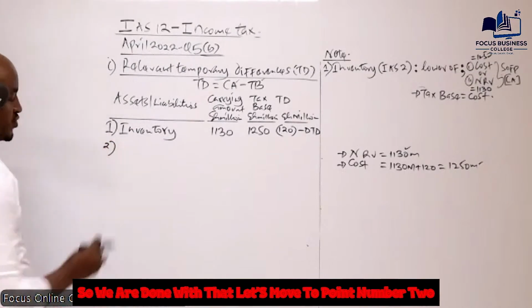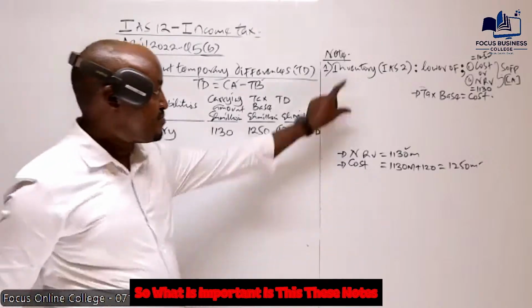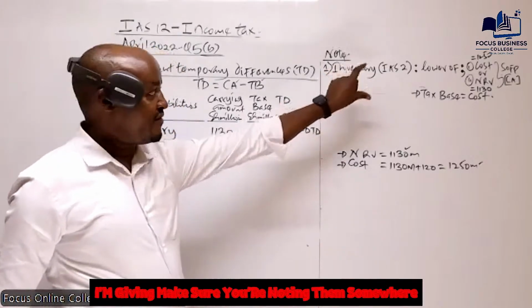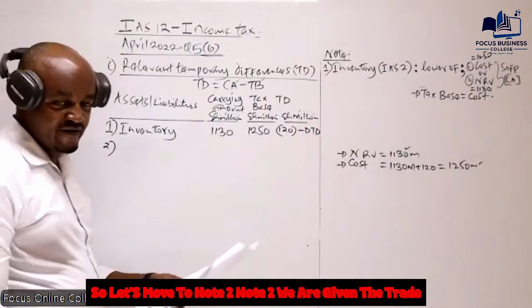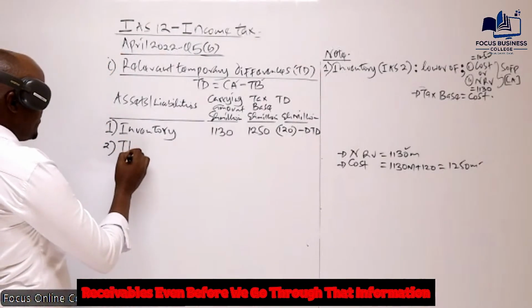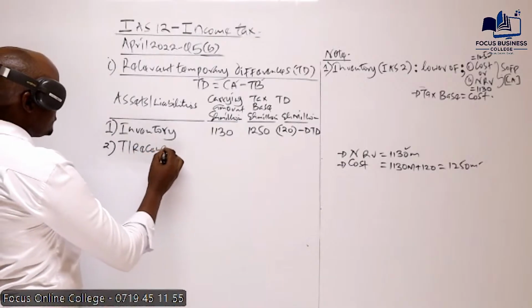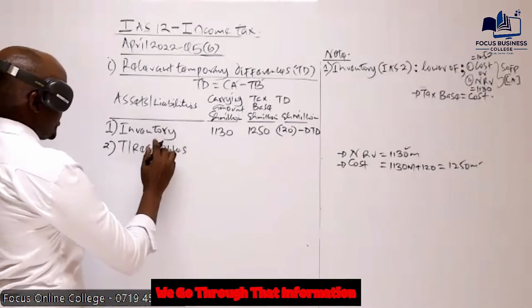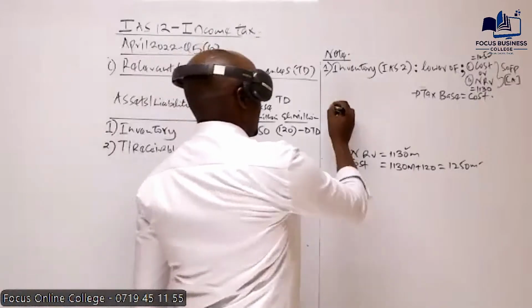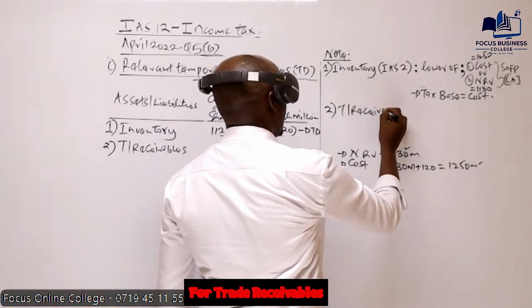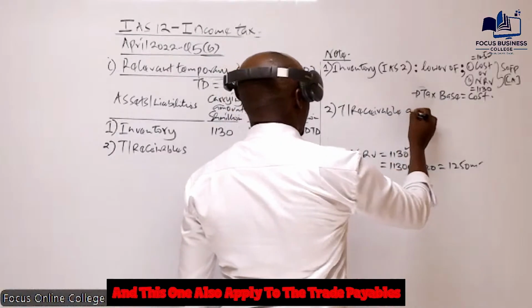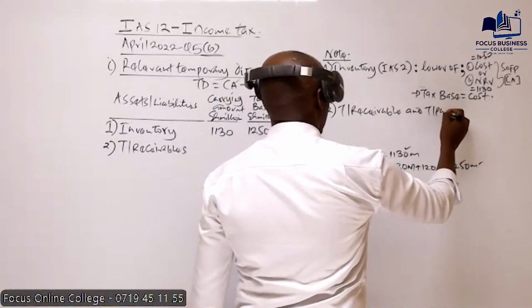Let's move to point number 2. What is important is this: these notes I'm giving, make sure you are noting them somewhere. So let's move to note 2. In note 2, we are given the trade receivables. Even before we go through that information, there is also a note I will give here that for trade receivables, and this also applies to the trade payables.